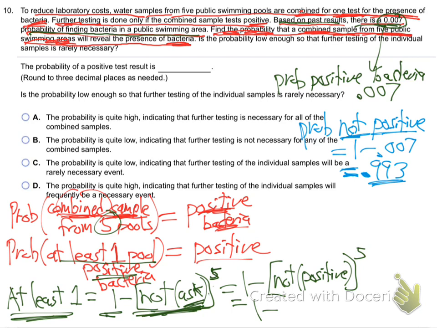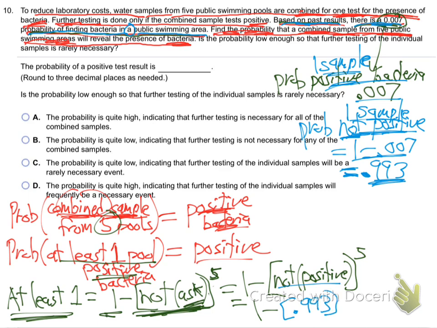That's the probability of one sample. That's just one sample. I hope I'm not confusing you, the difference between one sample and then all 5 samples combined. So the probability that one sample is positive, as they're saying here, based on past results, there is a 0.007 probability of finding bacteria in a public swimming area, just one. So the probability of one sample being positive is 0.007. So the probability of one sample not being positive, being negative, is 1 minus that, 0.993. Well, that's what we have right here, 0.993.